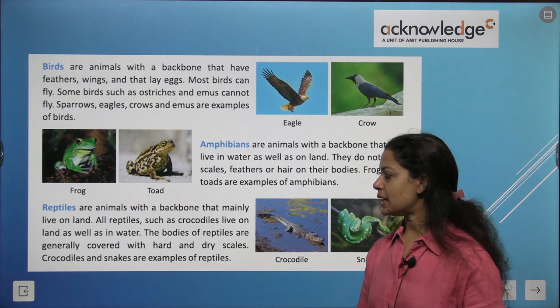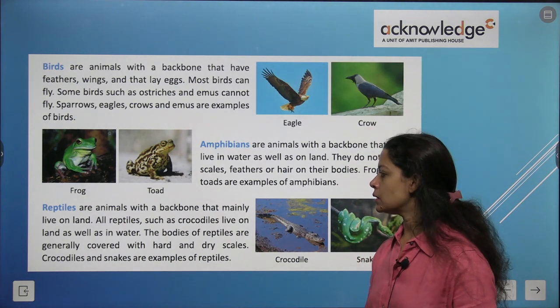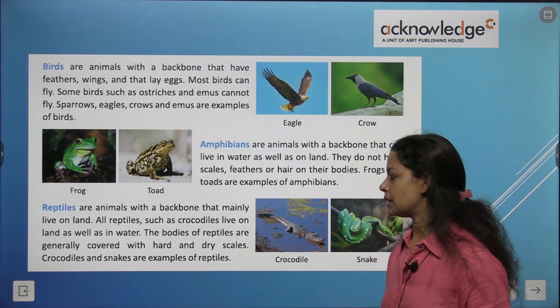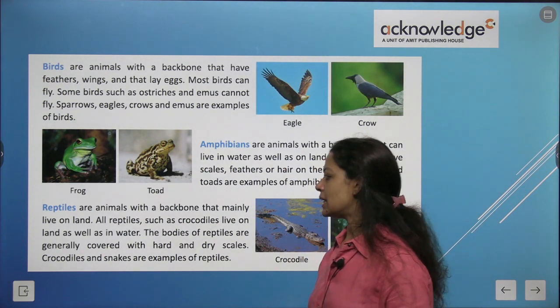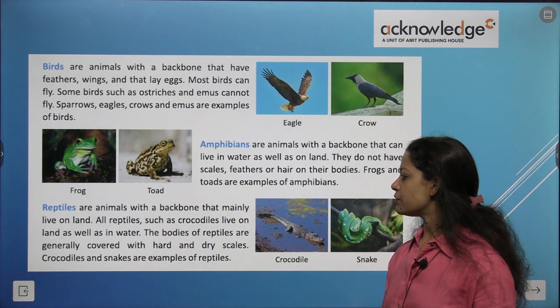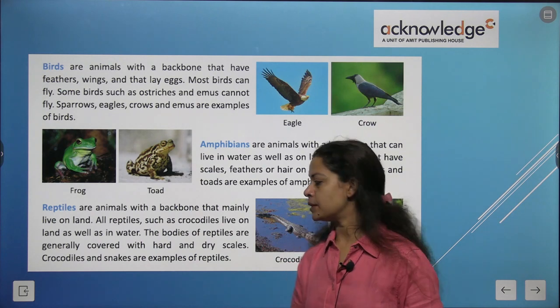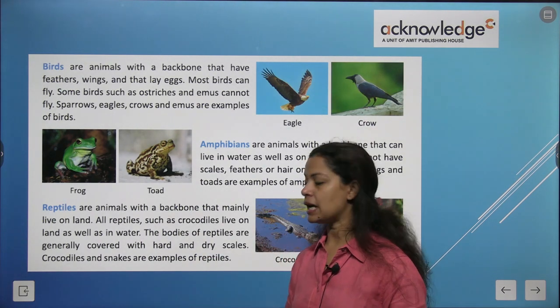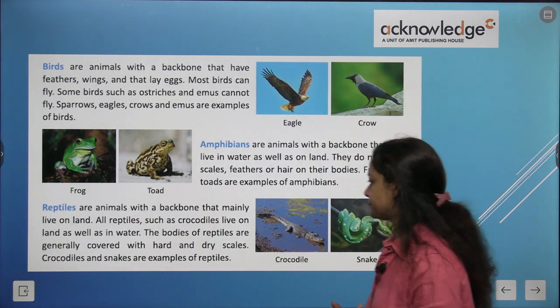Now coming to reptiles, they are animals with a backbone that mainly live on land. So reptiles basically land में ही रहते हैं. Some reptiles such as crocodiles live on land as well as in water. Bodies of reptiles are generally covered with hard and dry scales. Correct? Crocodiles and snakes are examples of reptiles.